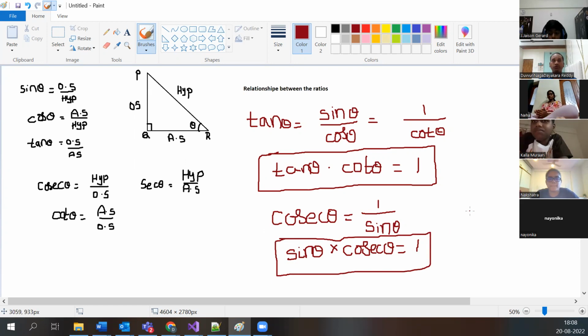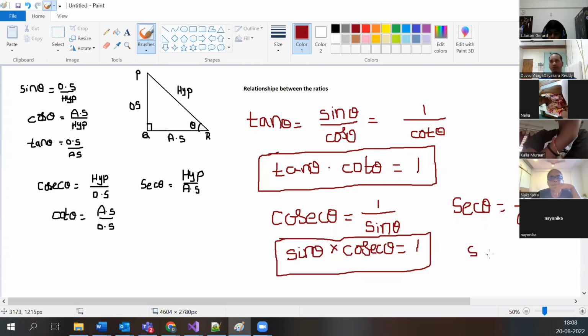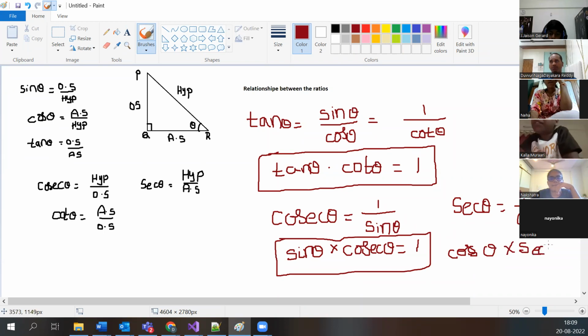And of course, we also discussed the other one, secant theta equal to 1 by cos theta, right? Again, if I do the cross multiplication, cos theta into secant theta is equal to 1. Please copy these things one more time. I know you already copied several times. Please copy one more time.